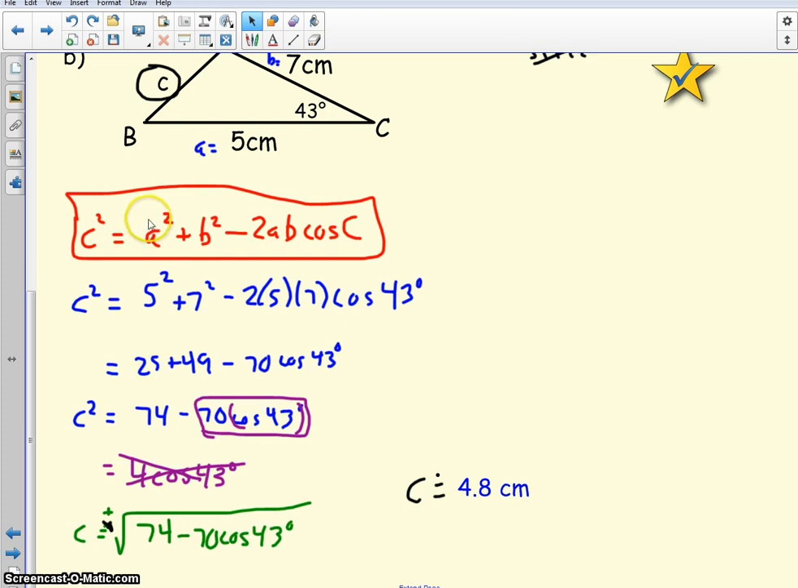Okay, so cosine law looks like a complicated equation, but again, once you set it up and work through the algebra, it's not too bad. Okay, let's keep going.